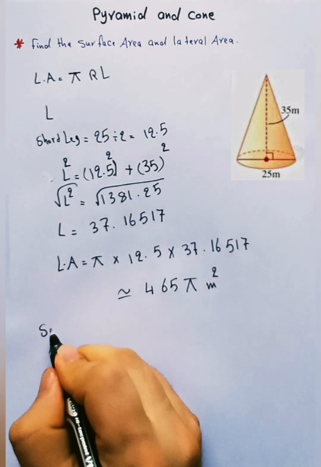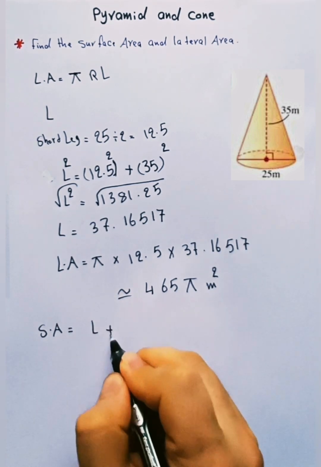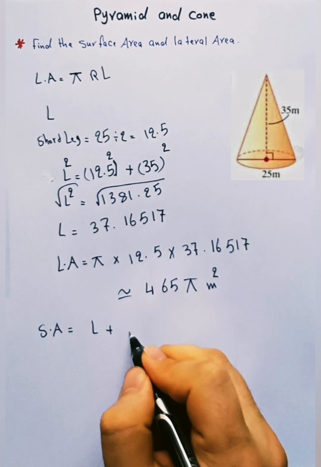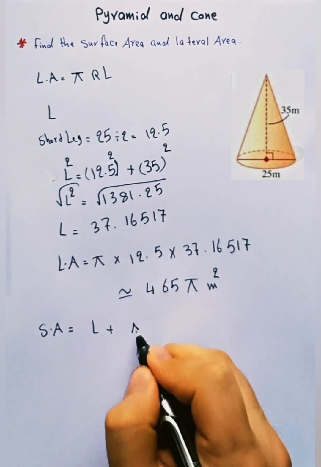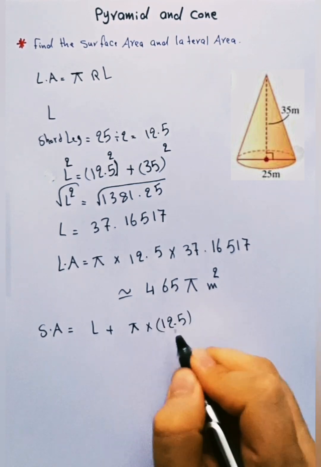After that, the surface area is the lateral area plus the area of the base. The base is a circle, so the rule for the area of the circle is pi multiplied by radius square. Radius is 12.5 square.